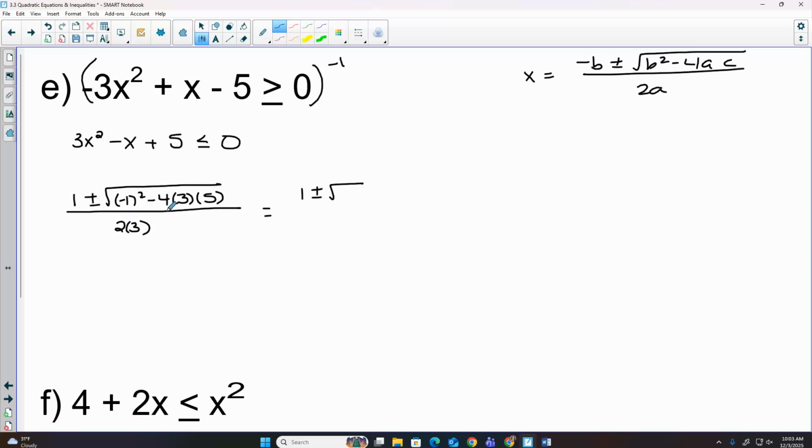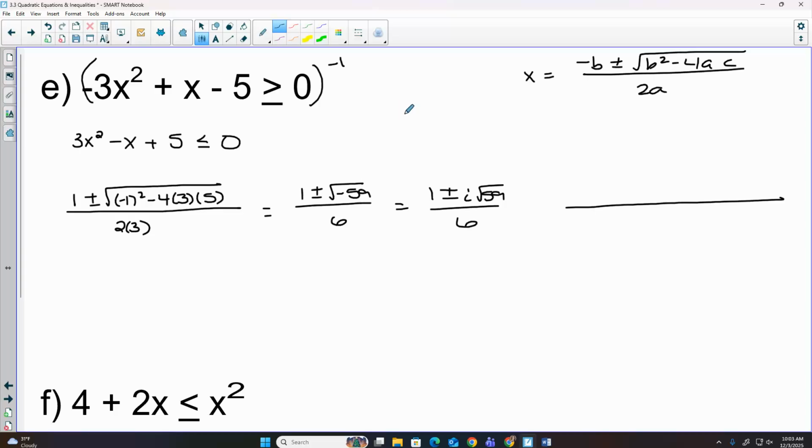So in here, I get 1 minus 60, so that's a negative 59. What does that tell me? It has an i in it. Okay, if you're graphing and you're getting i's, does that equate to anything on my x-axis? No, I'm telling you this parabola never touches the x-axis. Okay, so that means my answer is either everything or nothing.